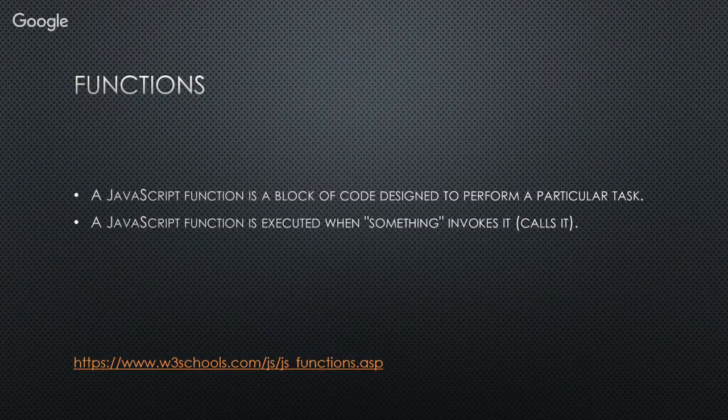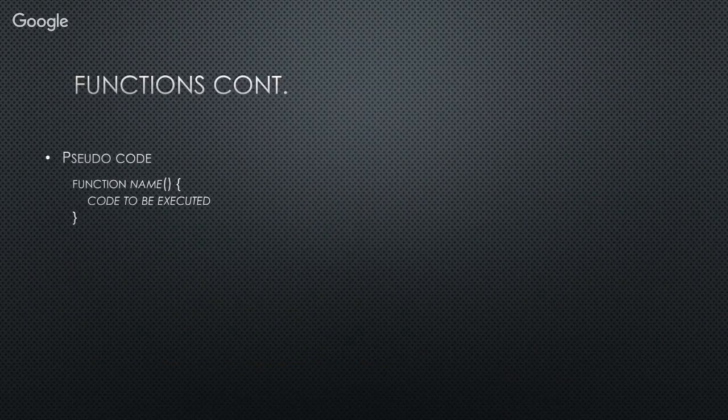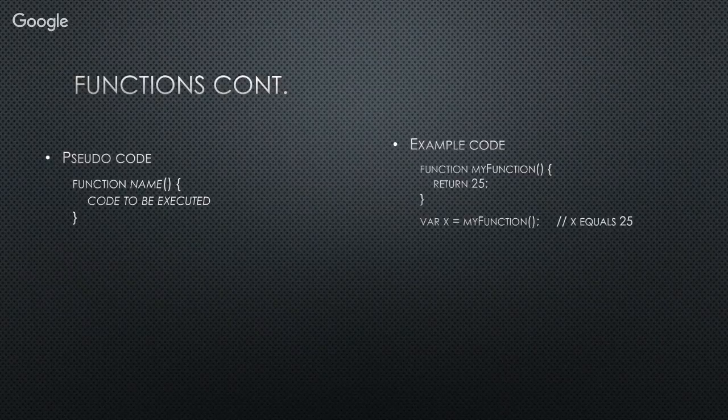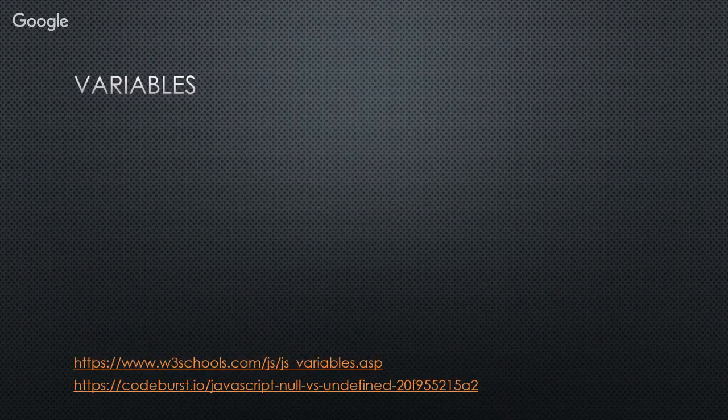It's whenever it's called or invoked that it runs the code inside it. So here we have a simple function with a name, and then the code inside to be executed. My function just returns the number 25. So you can say var x equals myFunction, and then x would equal 25. Pretty simple. JavaScript is built on functions; it's a function-based language.